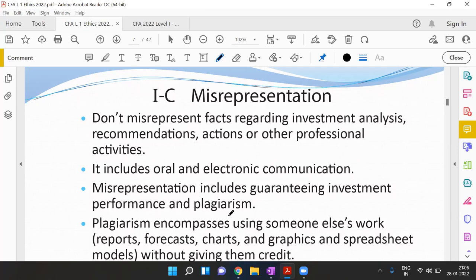And plagiarism. What is plagiarism? It simply says that you are preparing a report and you copied some material from some sources and you didn't give any credit to that person. That is also a violation, right?